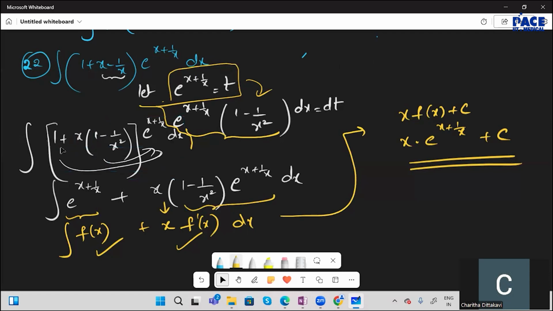Now, we have got two terms here. First into e^(x + 1/x), second into e^(x + 1/x). Now you just treat one of them to be f(x). The other will automatically turn out to be your f'(x) dx, with an x there. So the integration of f(x) + x f'(x), the formula which we have already derived and kept aside, is nothing but x times f(x) + c. That is just the substitution there. That's it.